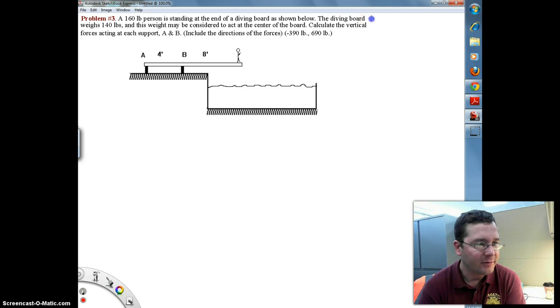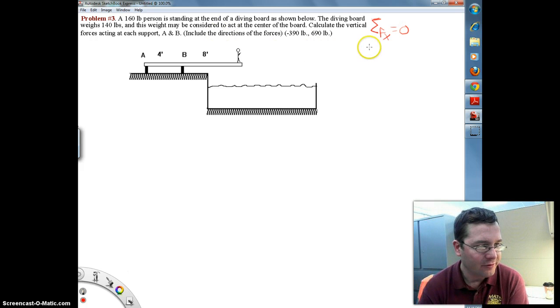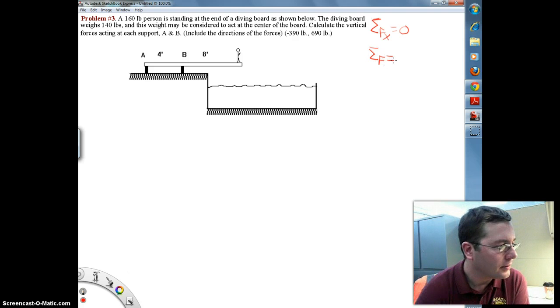Let's start out with the sum of the forces in the x direction. Sum of the forces in the x direction equals 0. There are no left or right forces. Sum of the forces in the y direction equals the weight of the person, which is, again, negative 160 because it's a downward force, plus the weight of the board.